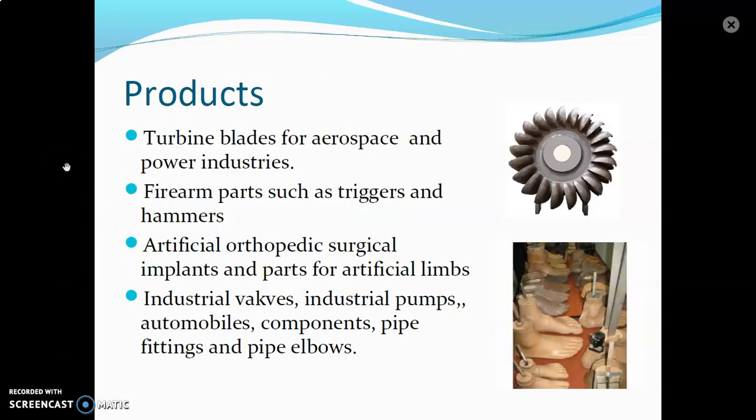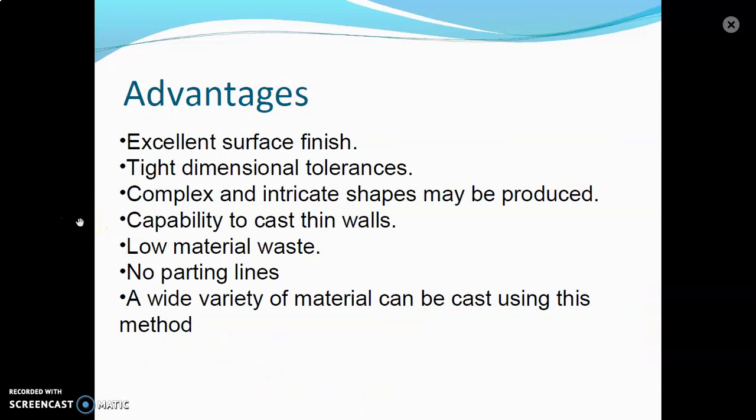Some products are made from investment casting. You can see here we have made turbine blades. Here some artificial limbs are also made with investment casting. Turbine blades for the aerospace and power industries, firearm parts such as triggers and hammers, artificial orthopedic surgical implants and parts of artificial limbs, industrial items, automobile components, and there are so many components made with the help of investment casting.